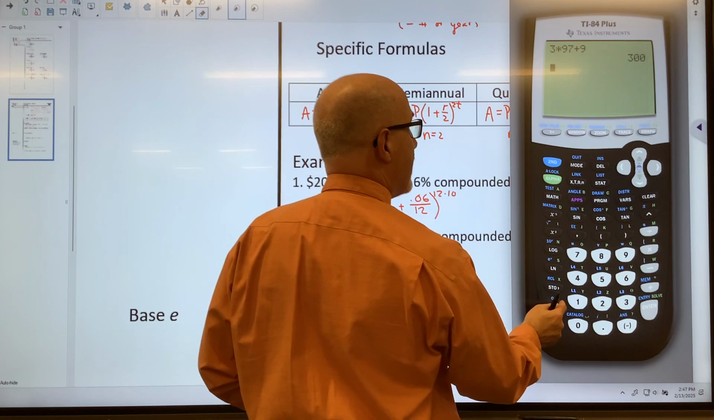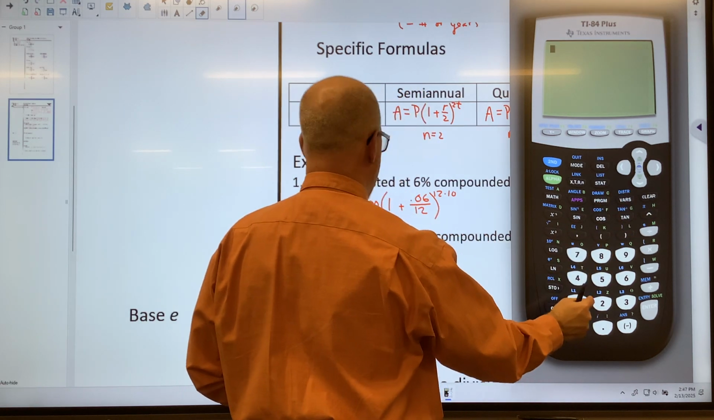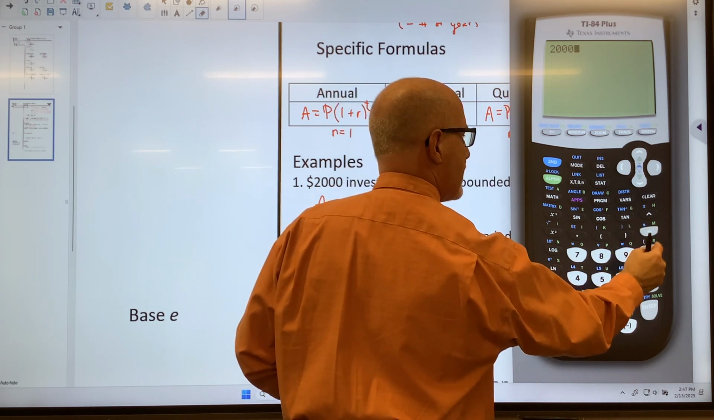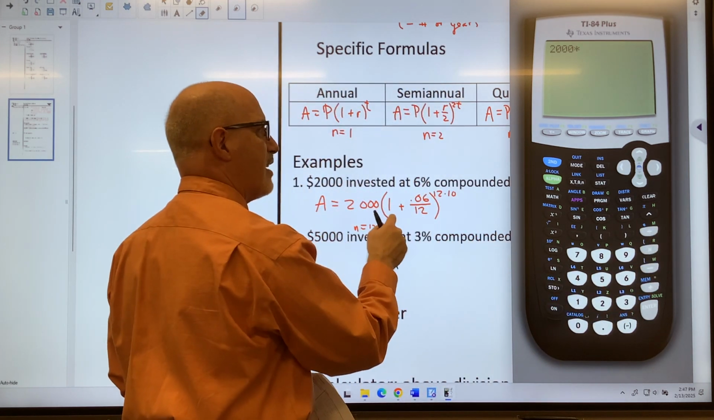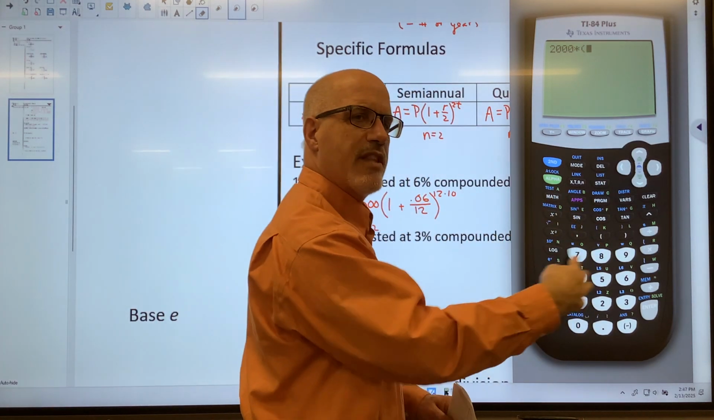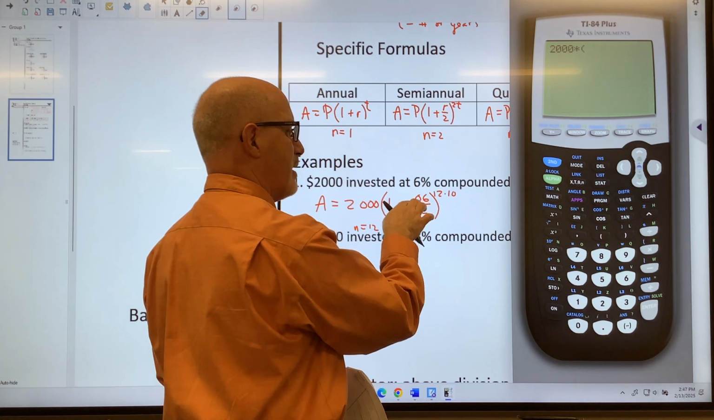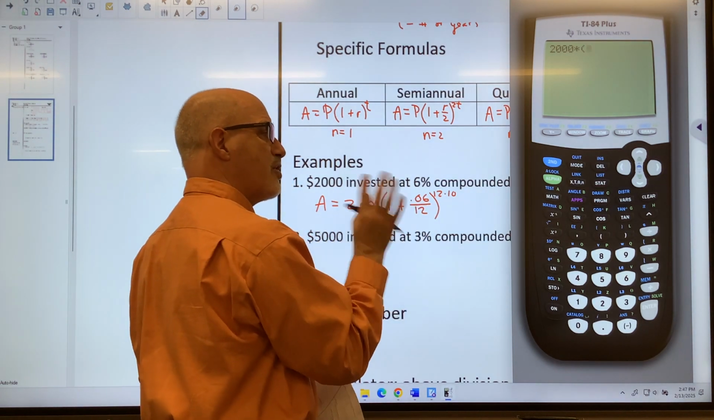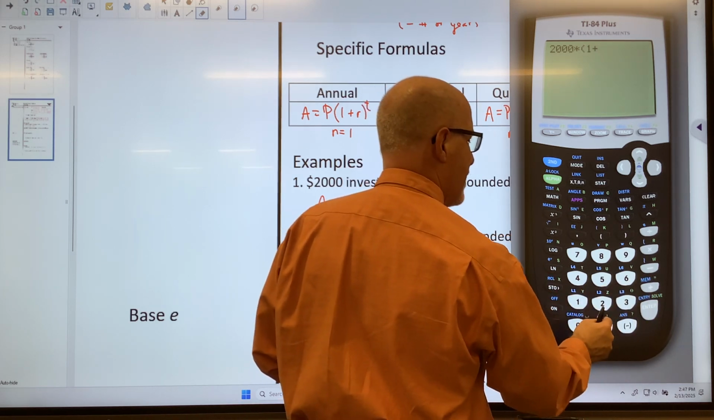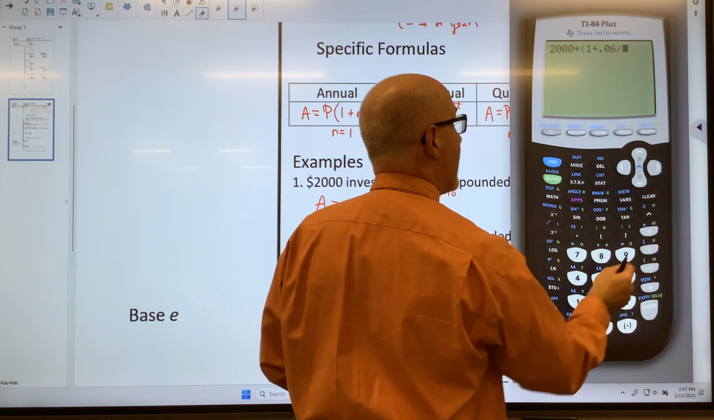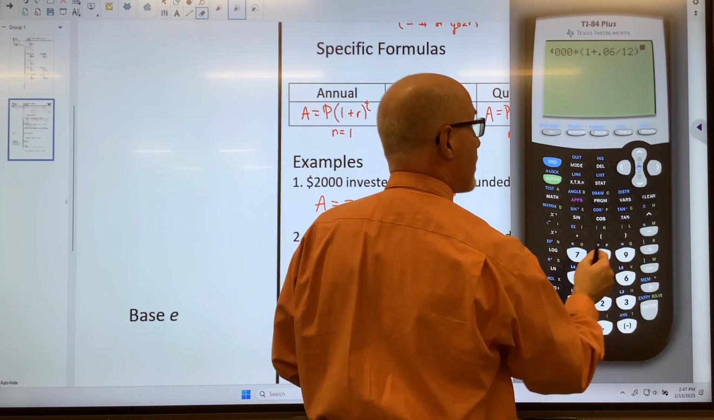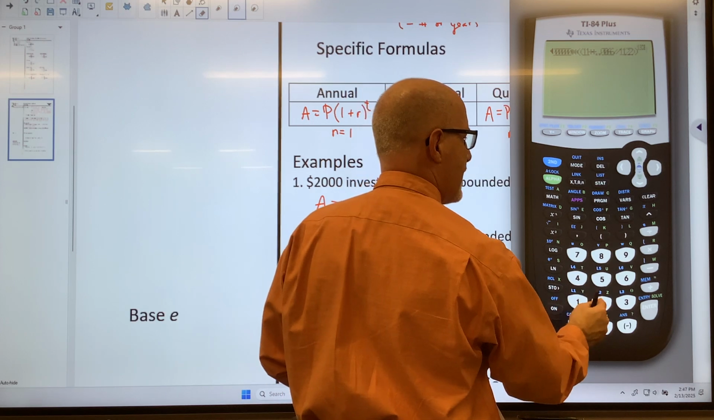So if we put in here 2,000 times, now here you could think of this as 100%, so 1 point, and then whatever the decimal is for 0.06 divided by 12. So it is just one single base, but it's easy in these problems just to put 1 plus 0.06 divided by 12. And then we're going to raise it to the 12 times 10 power.